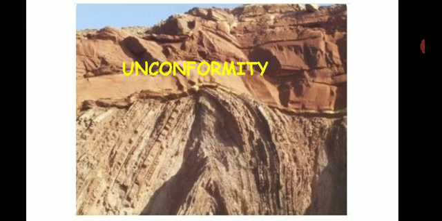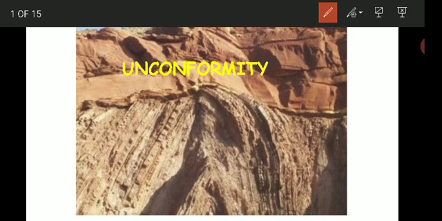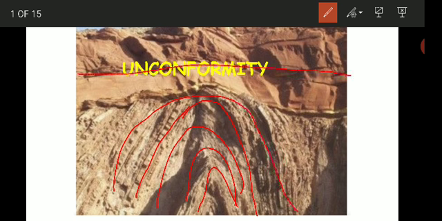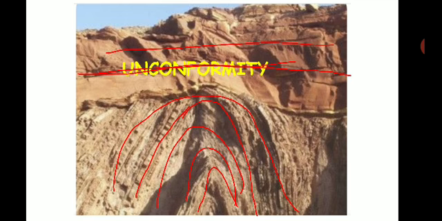In today's class we will discuss one more geological structure, that is unconformity. So in the image you can see the rocks which are present here. They are folded like this, right? And the rocks at the top are not folded, they are horizontal. You can see a sharp demarcation between these two formations, and that line is called the unconformity. So how it is formed, we'll discuss.